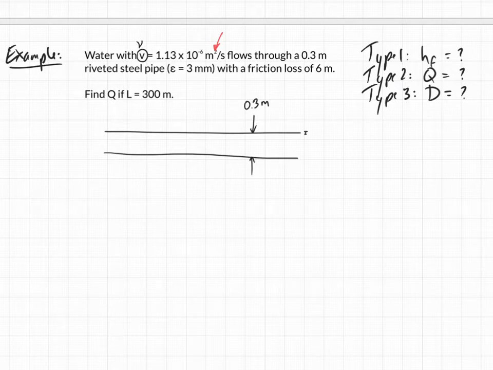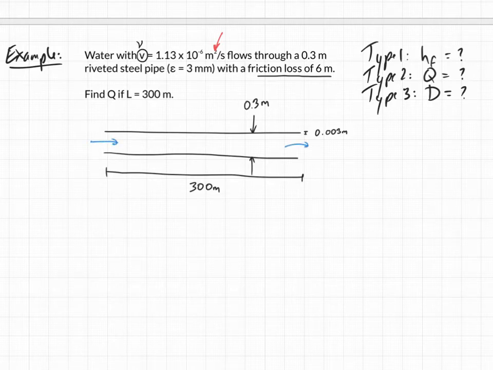Okay, so the roughness factor here is 3 millimeters, 0.003 meters. Friction loss of 6 meters. We know the viscosity, and we know that this thing is 300 meters long. And we're looking for Q. So we know it's got a friction loss, that's HF is 6 meters. This thing's got fluid coming in, it's got fluid leaving. And this one's pretty easy to identify, it's type 2.